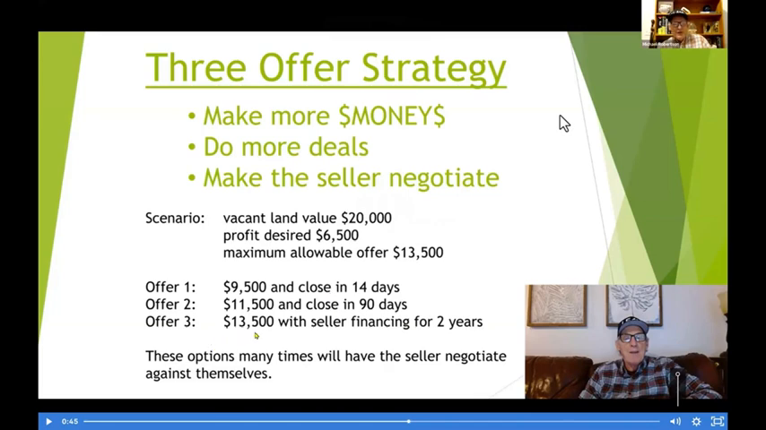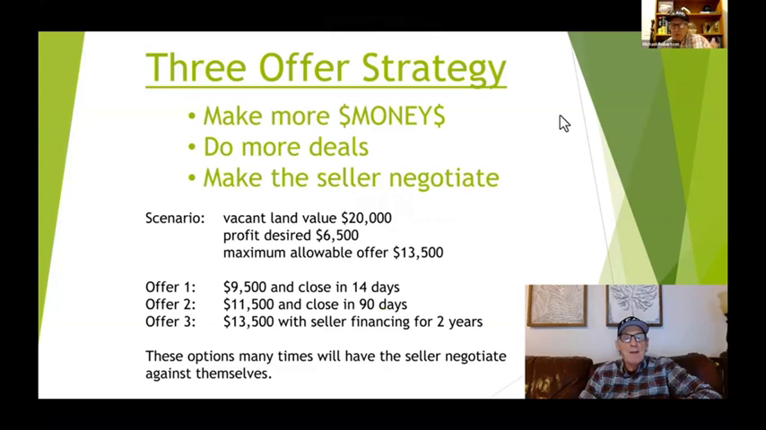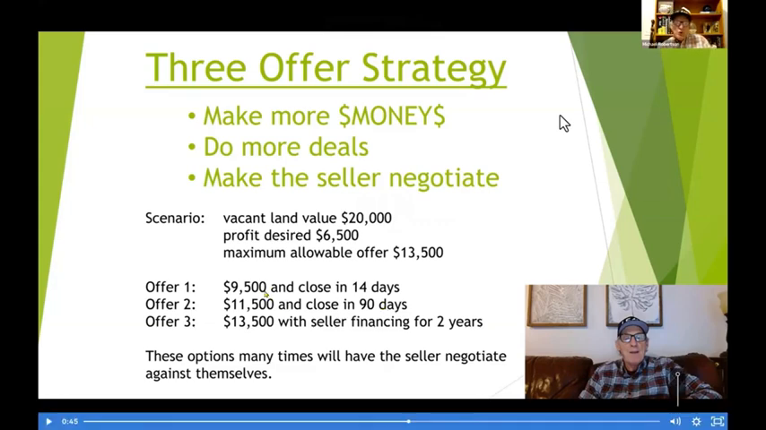Number three, $13,500 with seller financing for two years, no money out of my pocket. I'll make a little less: $11,500 will close in 90 days. That way I can do an assignment or double close. Or the one that's a little more painful, I can bring in a money partner, where I can write a check for $9,500 and close in 14 days.